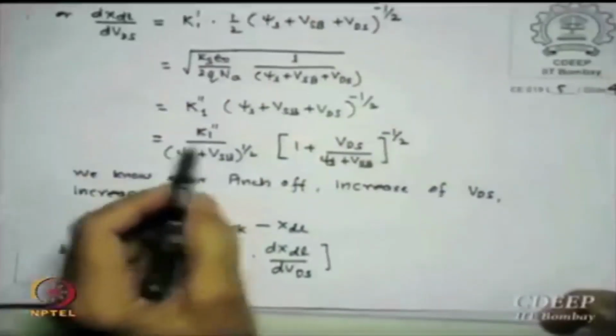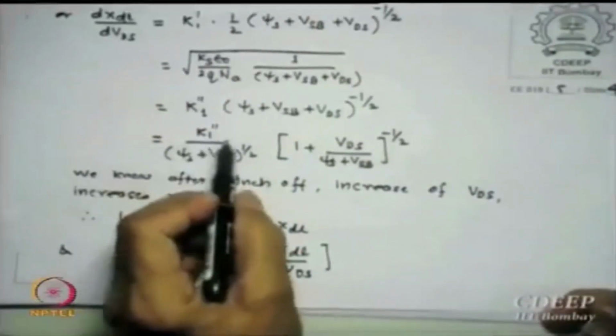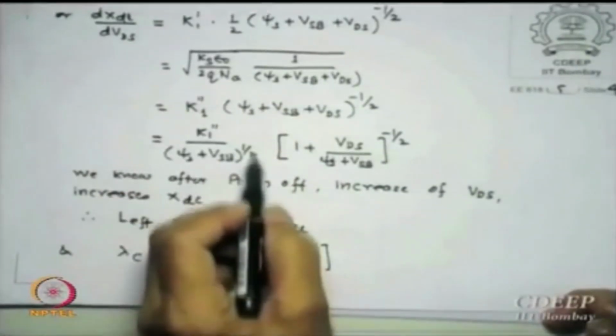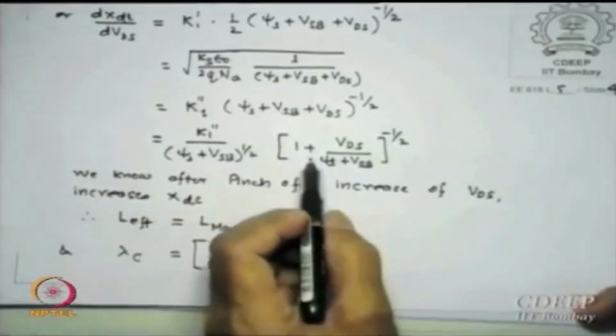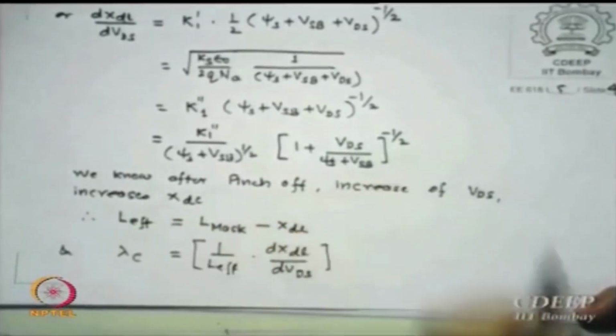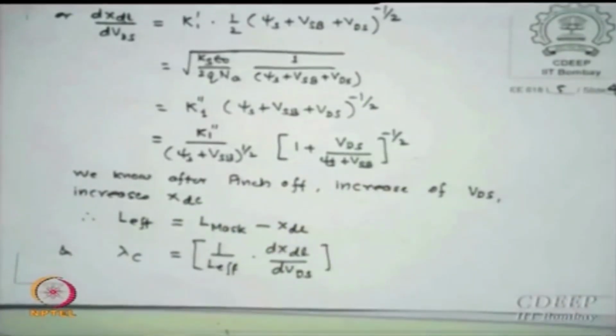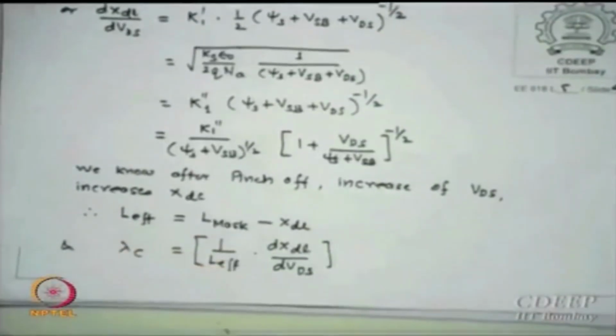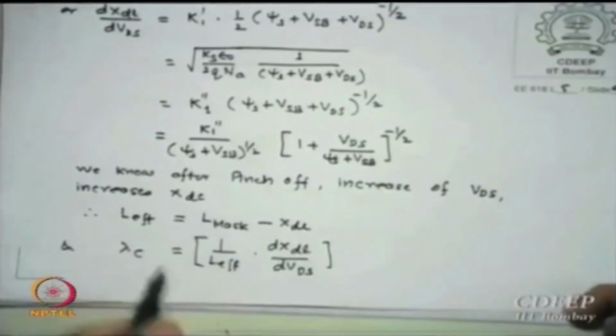So I did this differential, you can do it yourself, the final expression you can write. After differentiating, this gives me XDL versus VDS: K1 prime, the other constants I took care of, is (psi_s + V_SB) to the power half, times (1 + V_DS / (psi_s + V_SB)) to the power half. We know after pinch off, increase of VDS increases XDL.